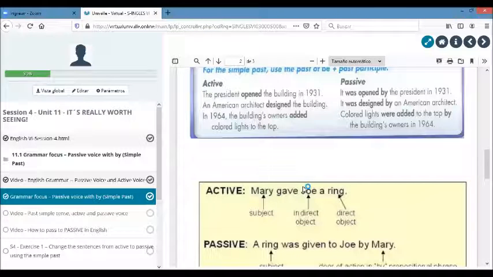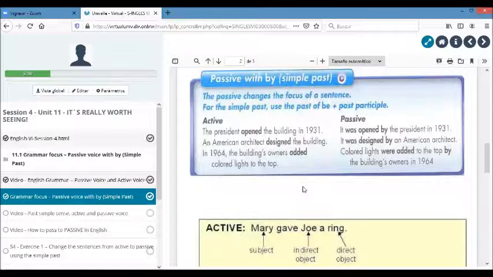The president opened the building in 1931. Okay, el presidente inauguró el edificio en 1931. That is the active voice. So we change into the passive. It was opened by the president in 1931. Fue inaugurada por el presidente en 1931, ¿ok?